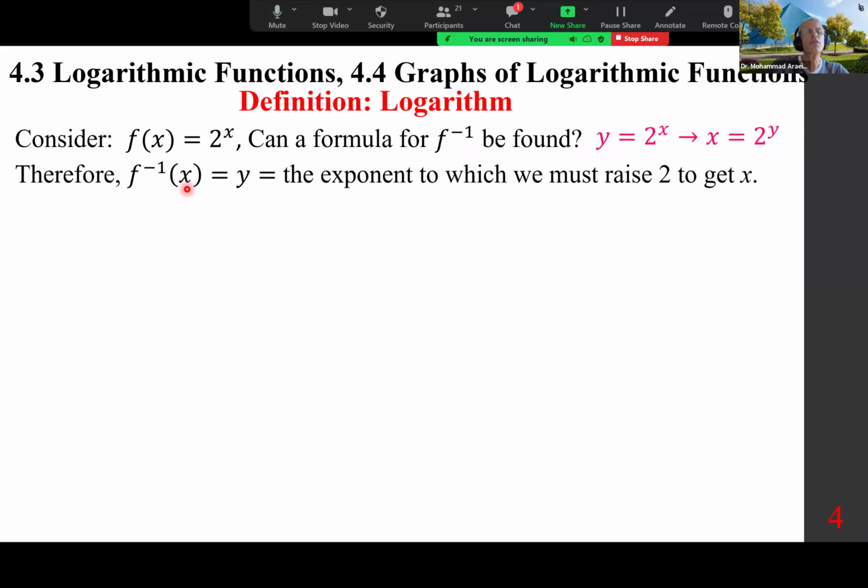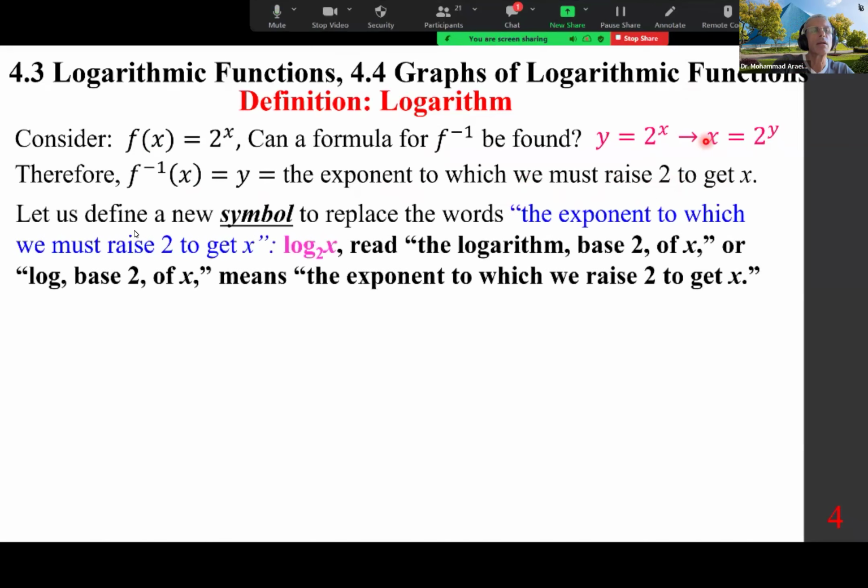Now, therefore, f inverse of x equals y is the exponent to which we must raise 2 to get x, according to this symbol. Let us define a new symbol to replace the words the exponent to which we must raise 2 to get x, and it's log, and we call it log x base 2. So the log base 2 of x, that's another way of writing it, means the exponent to which we raise 2 to get x.